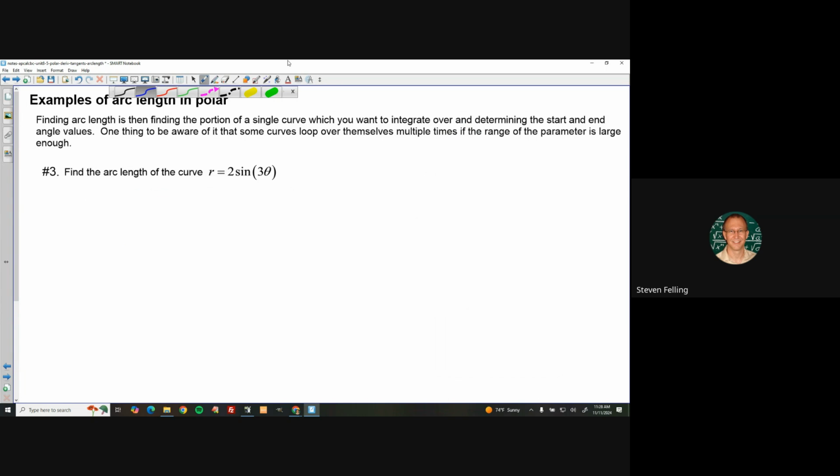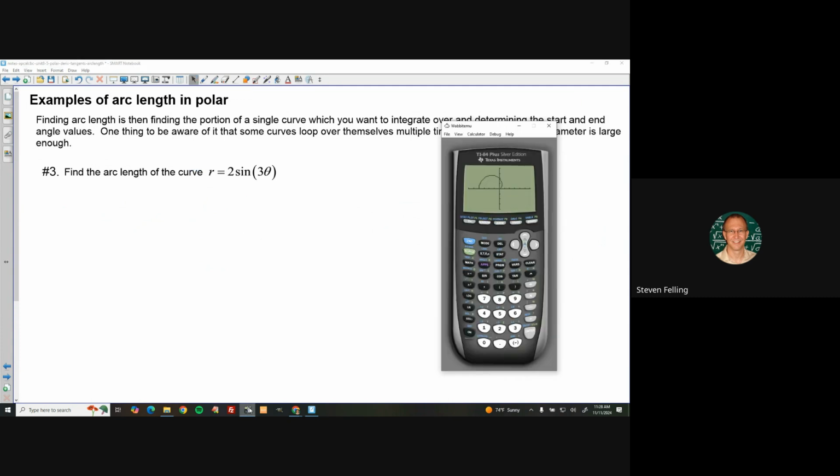One last example. Find the arc length of the curve, and in this case, they mean the entire curve. So let's graph it first to see what it looks like. I'll go here and replace this. This is going to be some kind of a rose, 2 sine 3 theta. All right, and then if I graph that, let me just graph it as is. Yeah, that's good enough. We can zoom in a little bit, I suppose, but I think this is fine.